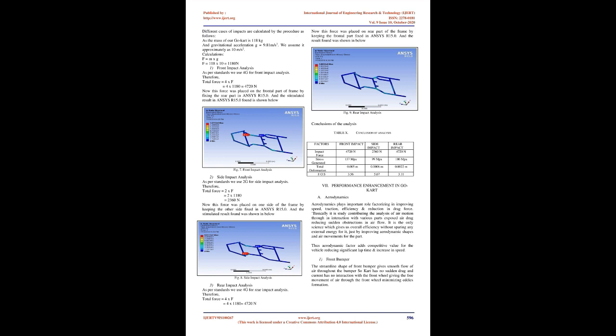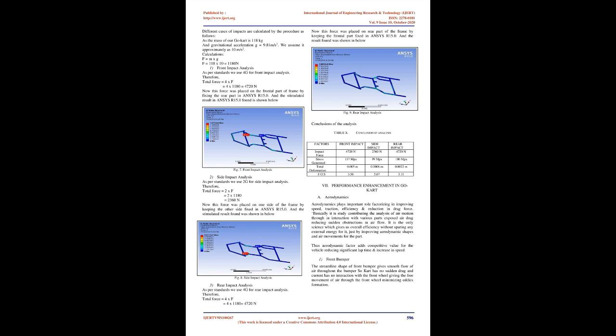B. Frame safety analysis. We had chosen Ansys R15.0 as the software workbench for analysis of the chassis with the help of finite element analysis. To do the analysis of the chassis we used the 3D CAD software CATIA V5R19. Stresses were calculated by simulating 3 different cases: front impact, side impact, and rear impact. Different cases of impacts are calculated by the procedure as follows. The mass of our go-kart is 118 kilograms, and gravitational acceleration g equals 9.81 m/s². We assume it approximately as 10 m/s².